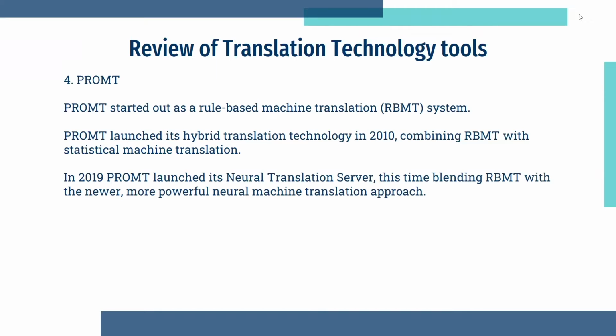Promt started out as a rule-based machine translation system. It launched its hybrid translation technology in 2010, combining RBMT, which is rule-based machine translation, with statistical machine translation. Then in 2019, Promt launched its neural translation server. This time, it blends RBMT with a newer, more powerful neural machine translation approach.